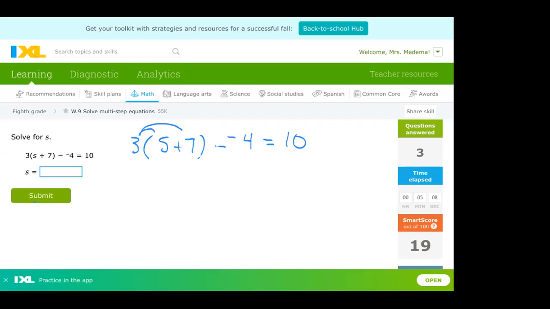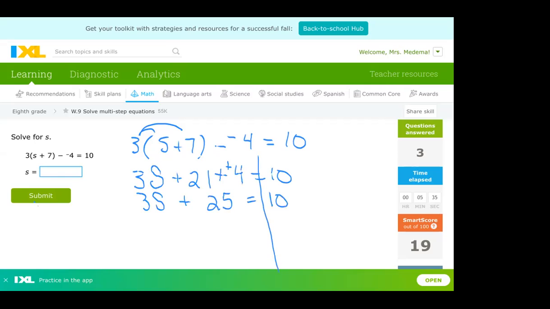All right, so we have 3 times s is 3s. I'm going to make it a better s plus 21 minus a negative 4 equals 10. So draw my fence. And then I can combine the 21 and the 4 by adding the opposite. So 21 and 4 is 25. And I'm going to move the 25 over by subtracting.